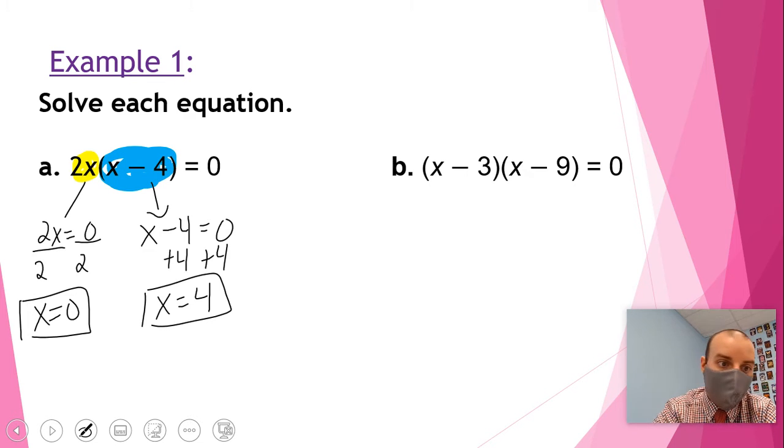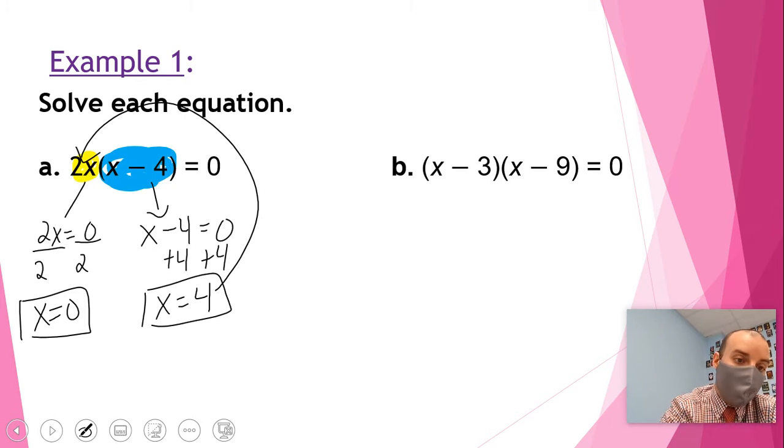If we plug in a 0 for x, we'll get 2 times 0, which is 0, times negative 4. 0 times negative 4 is obviously equal to 0. If we take the 4 and we plug it in for x, we're going to get 2 times 4, which is 8. 8 times 4 minus 4, which is 0. 8 times 0 is also equal to 0. So those are our two solutions to this equation.